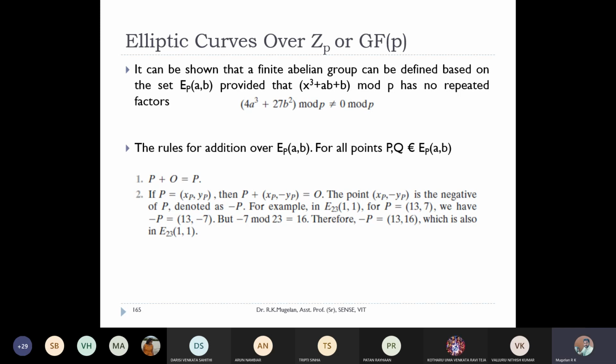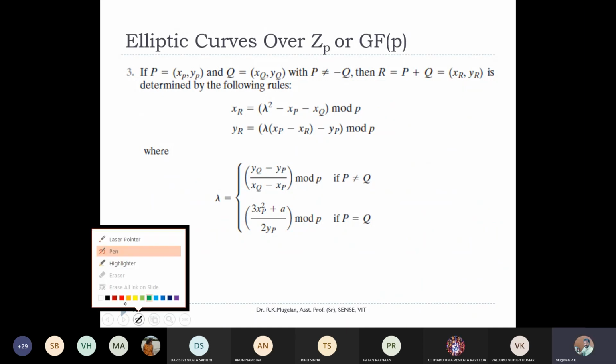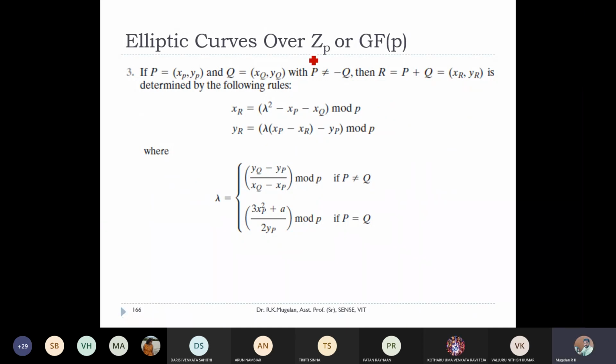So here, if you are going to add 2 points, okay, last time we just saw the formula for elliptic curve addition over real numbers. If it is over ZP or Galois field of P, the formula varies here. You'll be getting numericals on these formulas. Suppose you have a point P which has the coordinates xp and yp, and point Q, a different point, xq and yq. As I said, they are not equal. Then you have to find the addition of these 2 points, P plus Q, which will be the x and y coordinates of point R.